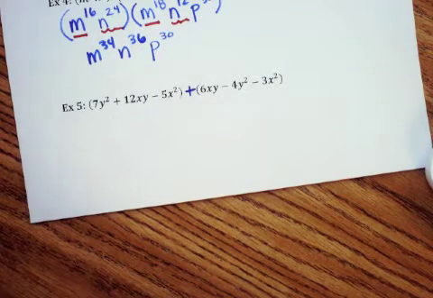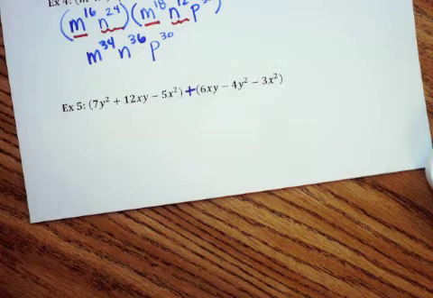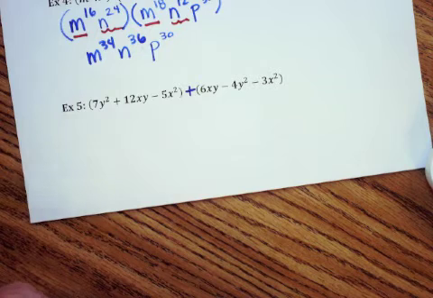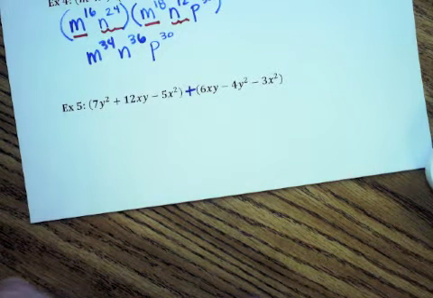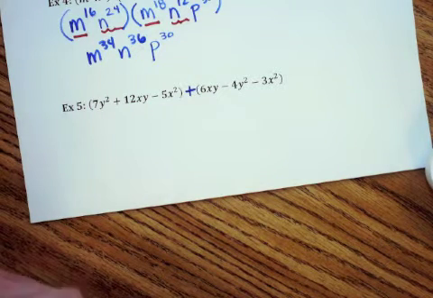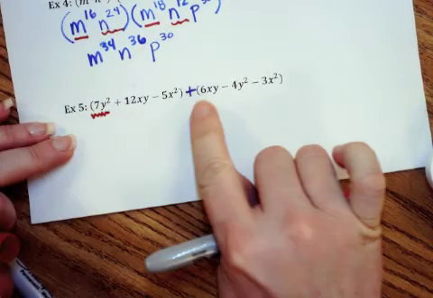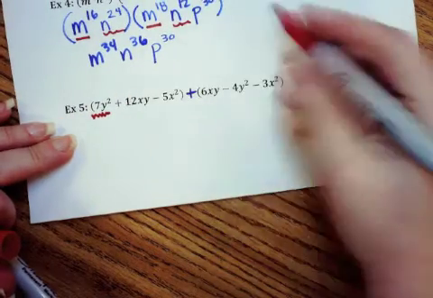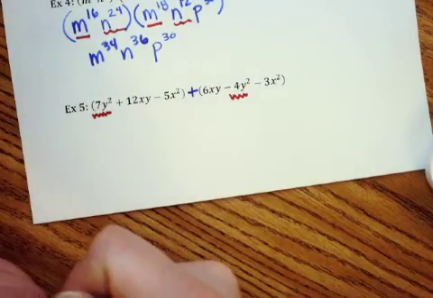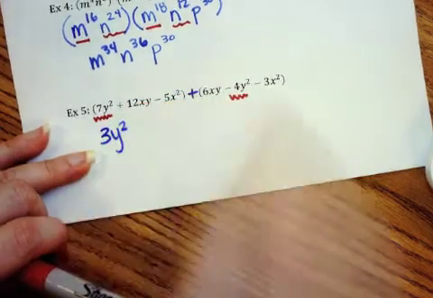Okay, example 5 is adding like terms. Now, we've added like terms already, but it's important for you to know what like terms are in terms of exponents. So it has to be exactly the same variable and power. Okay? So if I'm adding 7y squared, do I have any other y squareds? I do. So it's going to be 7y squared minus 4y squared. 7 minus 4 is 3y squared.